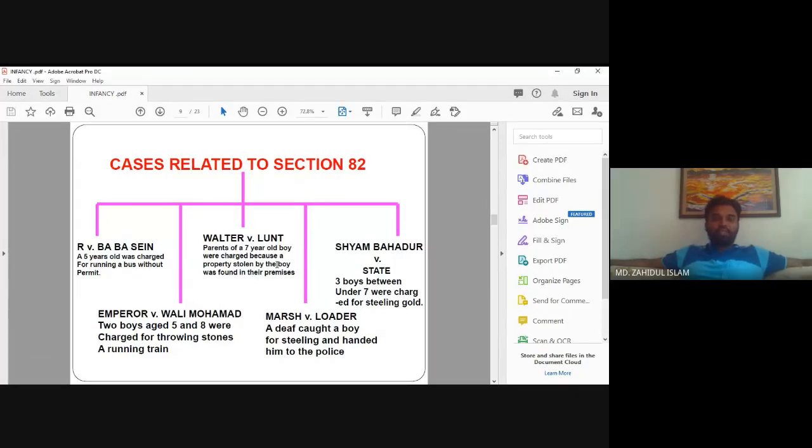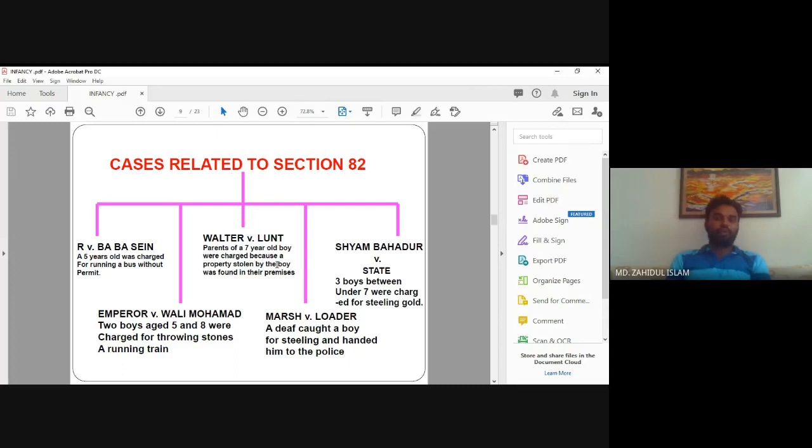R versus Babasan. In this case, a 5 years old boy was charged for running a bus without permission. Though the section mentioned nothing is an offense which is done by a person who is under 7 years old under the Indian Penal Code, here he was 5 years old but he was charged.